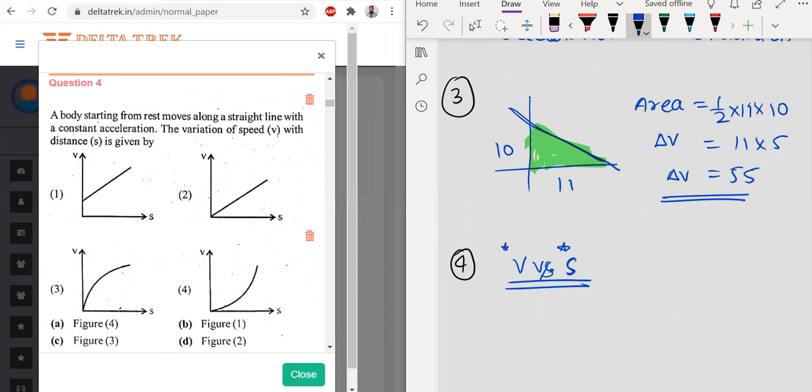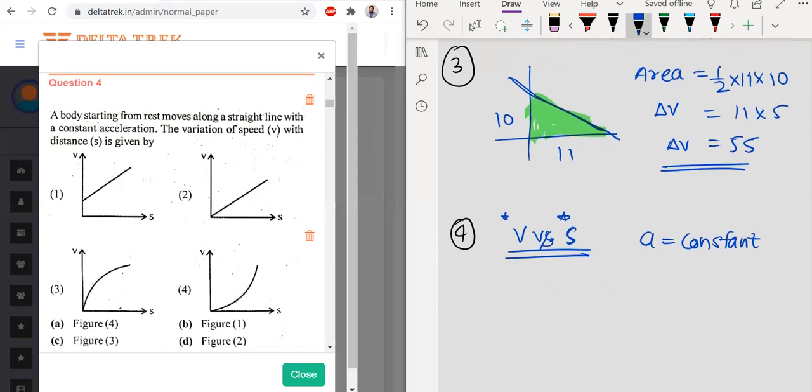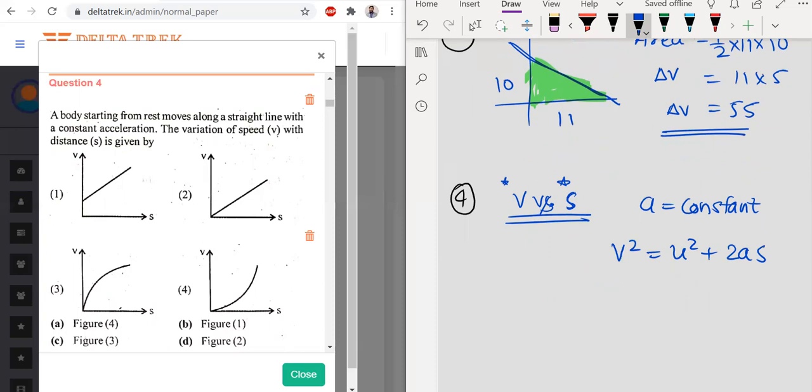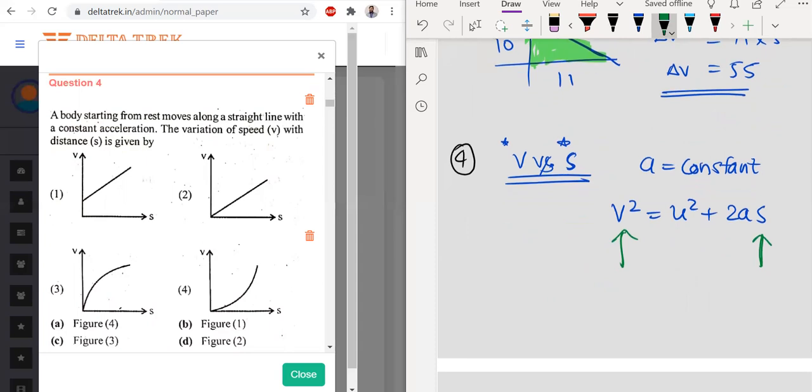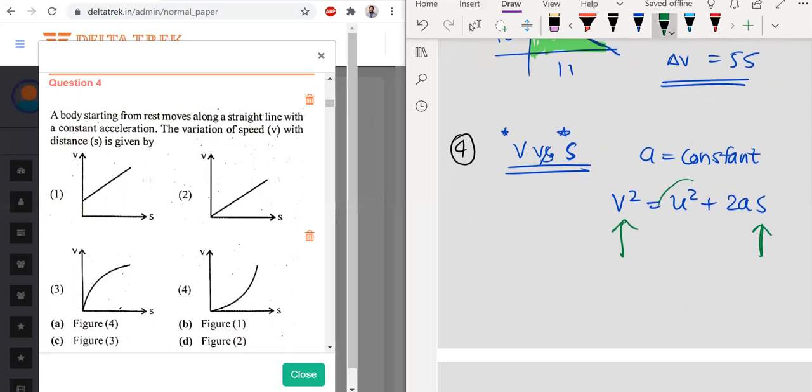The question says the motion is constant accelerated, so a is constant. And if a is constant, we can use the equations of motion. Which equation will relate these two? The third equation: v square is equal to u square plus 2as. Here v is squared and s is simple. It is starting from rest, so u is going to be 0. So the graph should look like v square is equal to 2as.